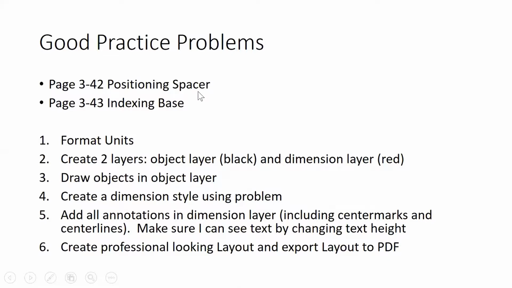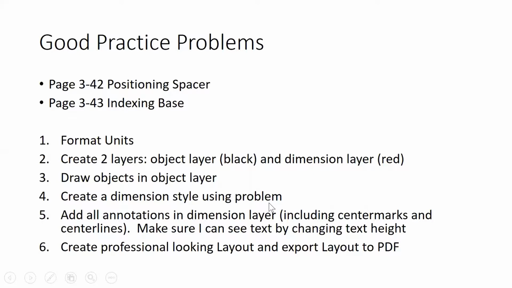And for practicing these problems, you can go through these steps. On the midterm, I'll give you steps with a little more detail than this, but this is pretty simple. But 1, format the units. 2, create 2 layers, an object layer in black and a dimension layer in red. Draw the objects in the object layer, and then you'll create a dimension style using the problem. Again, I will give you exactly what I want for the dimension style.